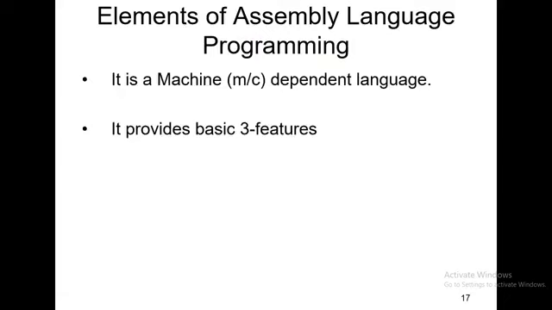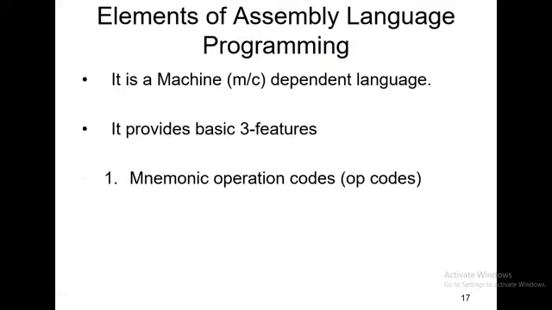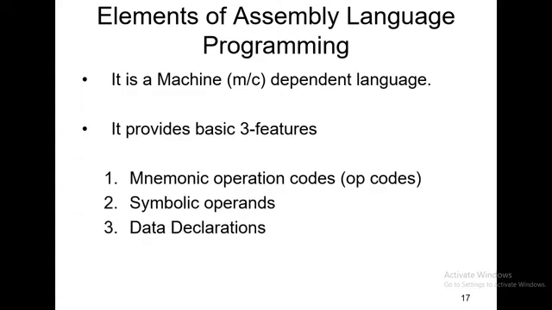Now see, what are the elements of an assembly language program? See the difference between statements of assembly language program and elements of assembly language program. First one is mnemonic operation code, that is opcode. Second is symbolic operand, and third one is data declaration. These are the three types of elements of an assembly language program.